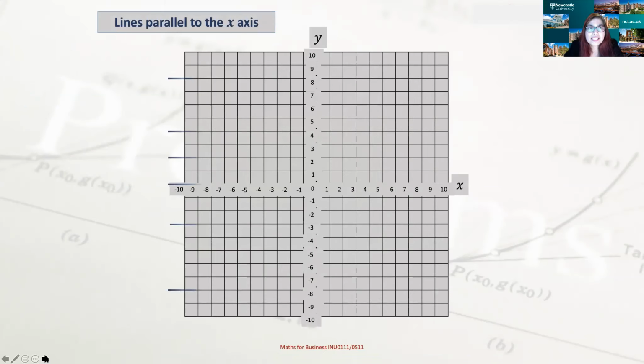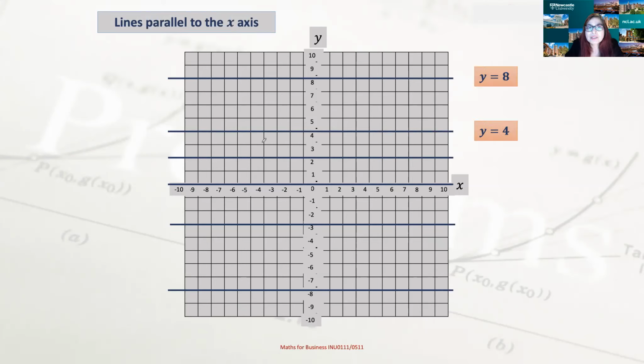Now let's see the lines parallel to the x-axis. All these lines are parallel to the x-axis. And what are the equations of these lines? They are y is equal to 8, y is equal to 4, because it crosses the y-axis at 4, crosses the y-axis at 8.